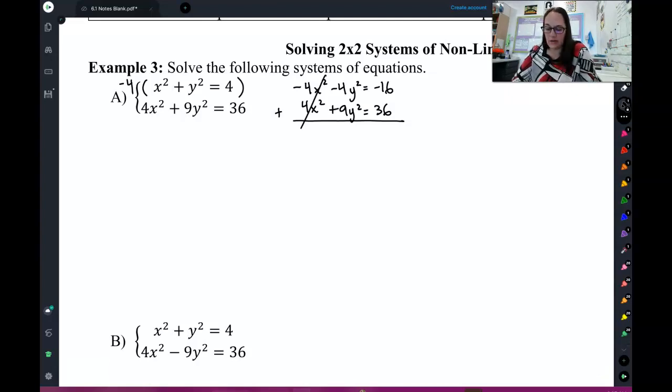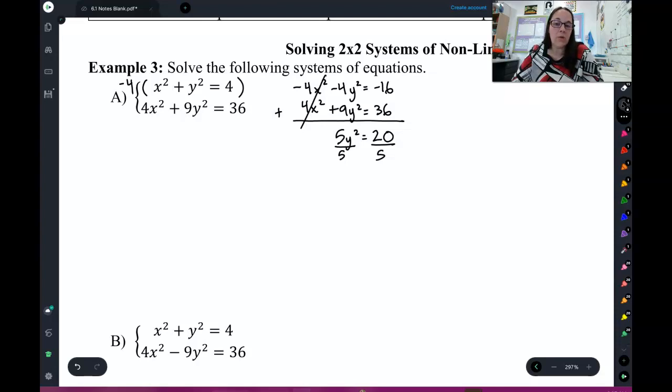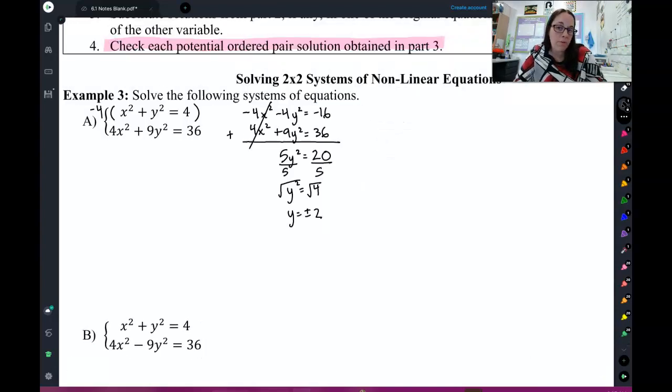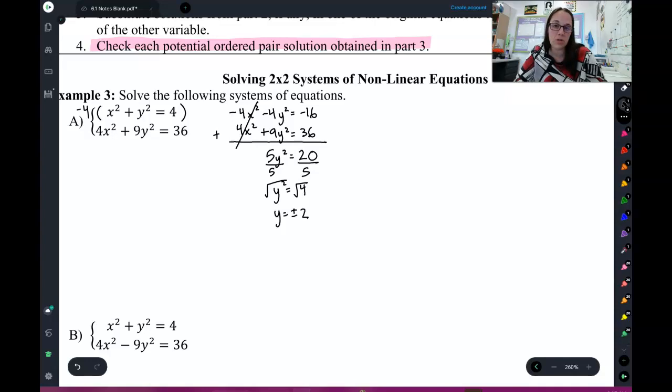-4y squared plus 9y squared is 5y squared. -16 plus 36 is 20. And now I have an equation that only has one variable. So now I can solve for that one variable. And I get plus or minus 2. So far it's looking like I have 2 solutions to this equation. I have a y equals +2 solution and a y equals -2 solution.